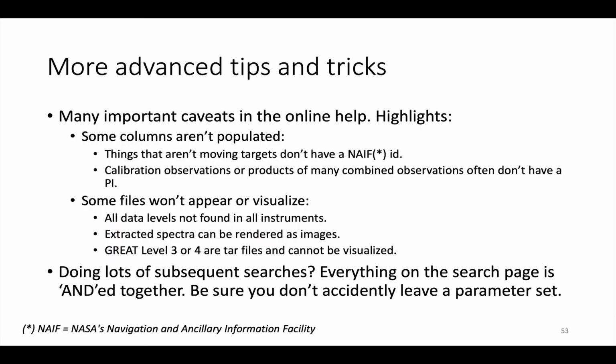So, more advanced tips: there are many important caveats in the online help explaining what is populated and what is not. For example, some columns aren't populated in the search results. And for example, things that aren't moving targets don't have an AIF ID. So that column is going to be blank for all of the observations that are pointed observations. Calibration observations may not have a PI. Products that combine many different observations may not have a PI.